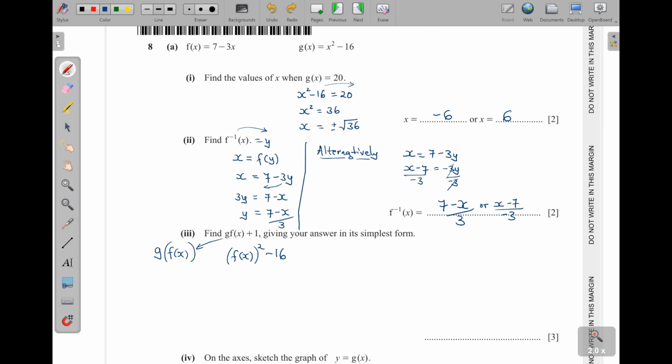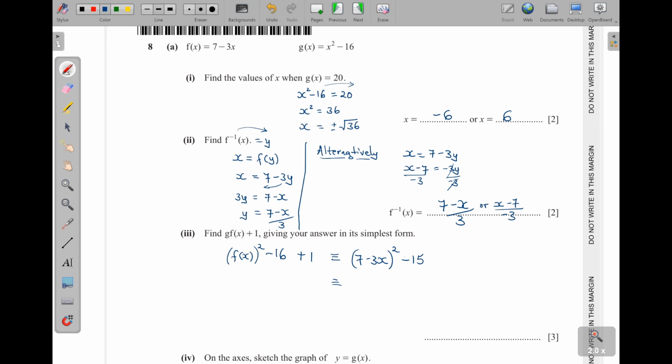And then we shall then add a 1, okay? So we add a 1. Now this one will give us f of x is 7 minus 3x squared. Then minus 16 plus 1, that will be minus 15.